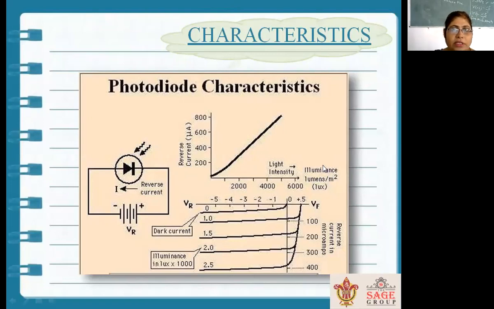Now see here the characteristics between the reverse current and the illuminance, that is, the light intensity. Lumen is the unit of light intensity. You can see the light intensity is denoted by lumen per meter square. With the increase in the light intensity, you can see the reverse current increases. Here the reverse current is in microamperes, and here the reverse voltage VR is provided. With the increase in this reverse voltage, the current is almost constant. It means with the increase in the reverse voltage, the current is not going to increase.